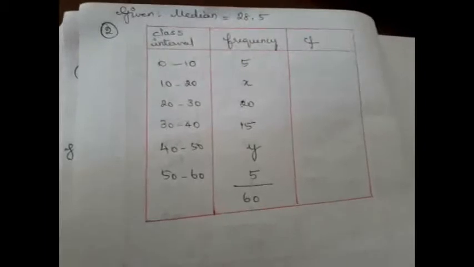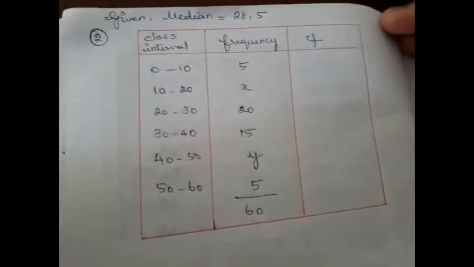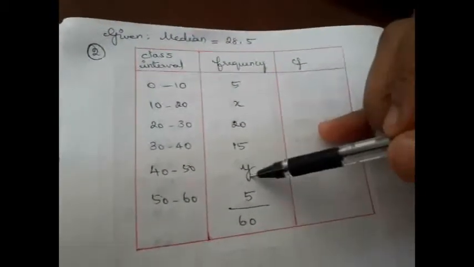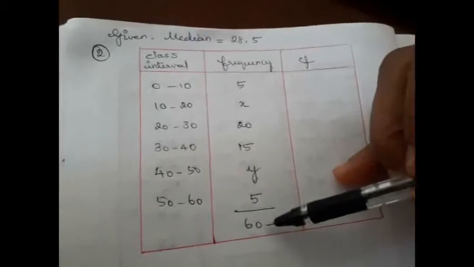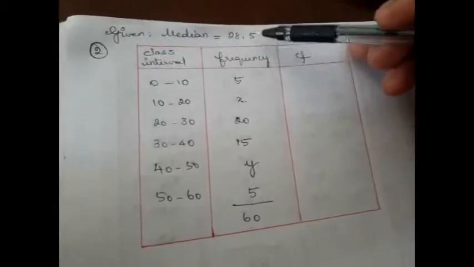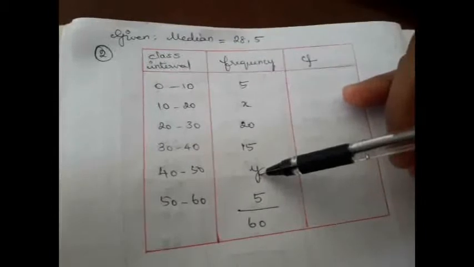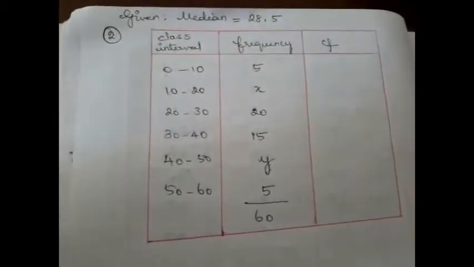Now let us solve the second question. This is like finding the missing frequency which we did in mean. Here they have given you the class interval. We have two missing frequencies. They have given you summation F and the median. They asked you to find X and Y. Right? Now let us proceed in the same way.